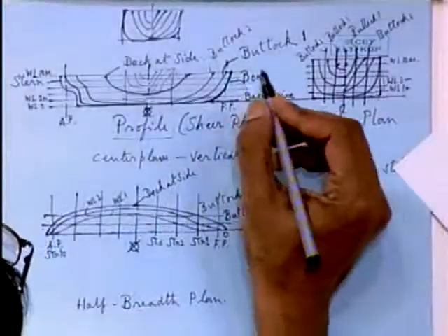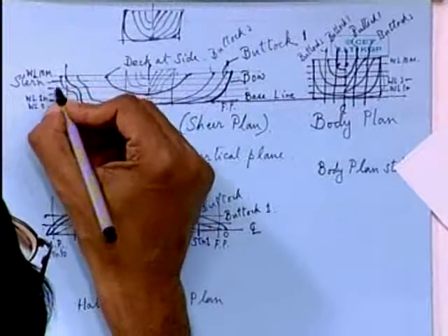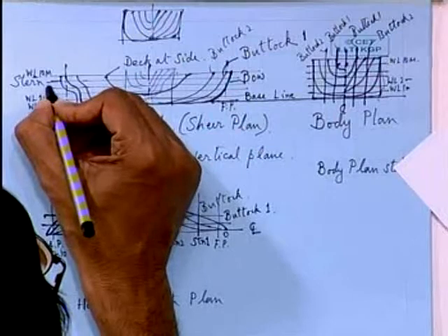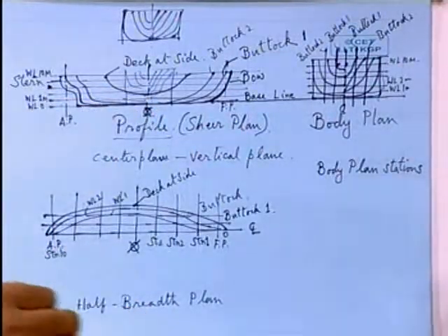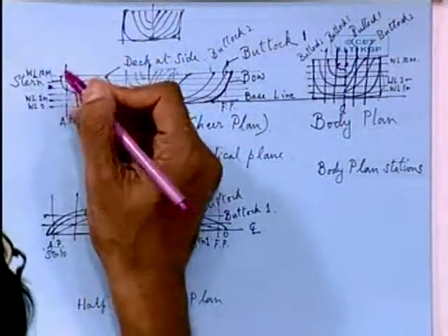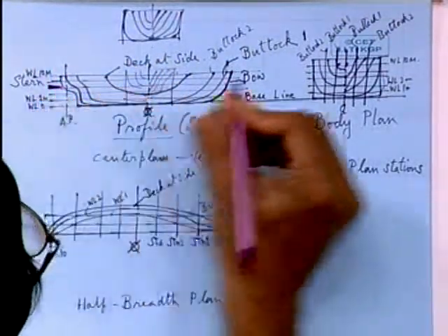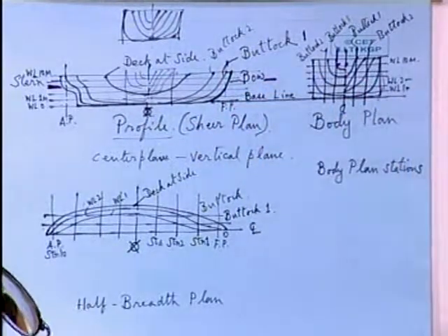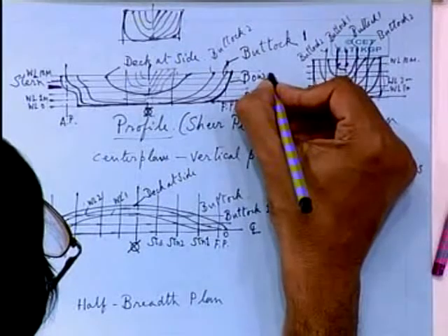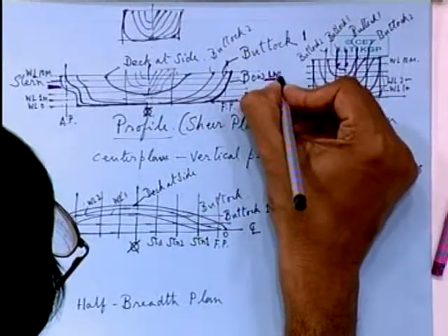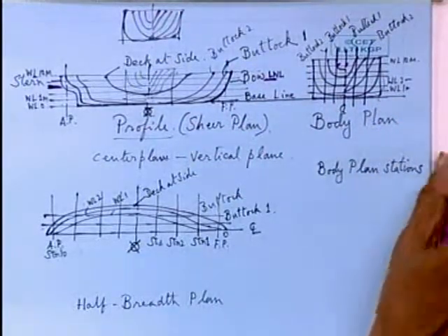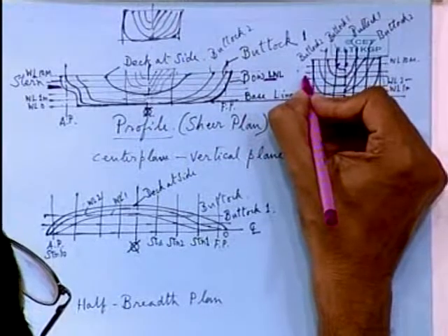Now you can indicate the load water line on the profile. That is normally done. Your load water line gives the maximum draft at which the ship is able to float. So here you can mark, say, another line, say this is the position probably of your load water line, and you can indicate this as LWL or load water line. So that will give you the maximum draft at which the fully laden ship is to float.